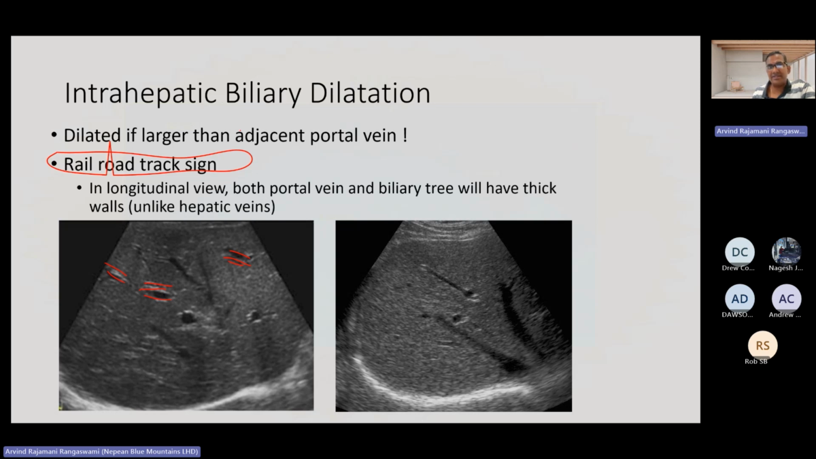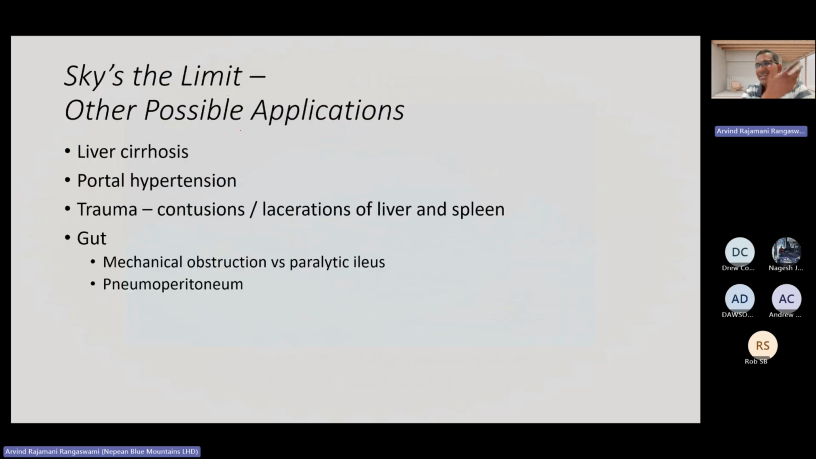So this is an example of intrahepatic biliary dilation. It'll look extremely similar to how it is on the CT scan. Okay, now just before I go to renal ultrasound, you can do a number of other things with abdominal ultrasound.